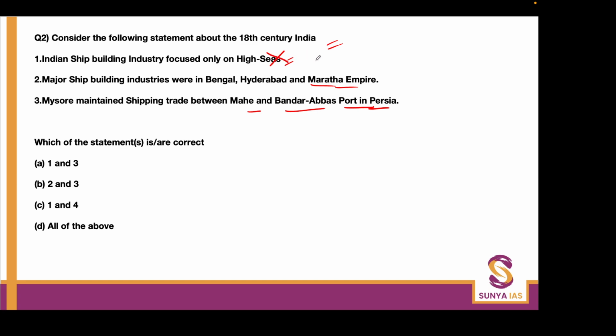Now, the Indian shipbuilding industry was there, and that is correct. It was there in Bengal, Hyderabad and the Maratha Empire. This statement is totally correct. But they were mostly focusing on coastal trade. In the 18th century, the high seas were totally in the control of the British. So the first statement is wrong and the second statement is correct.